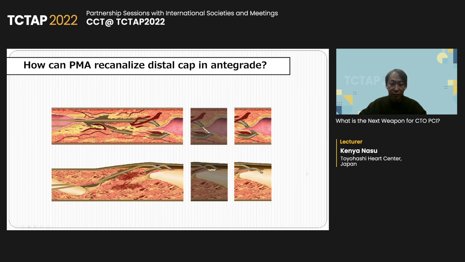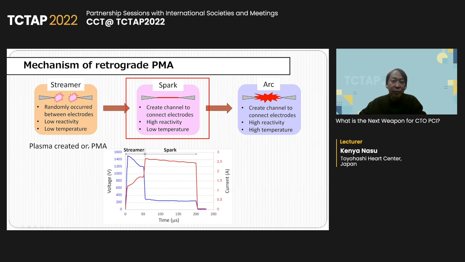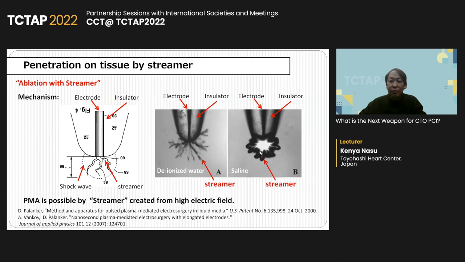So we changed from the spark mode to the streamer mode. In the streamer mode, as I already mentioned, the streamer phase has lower reactivity and lower temperature. So the energy is low, and the temperature is low. Also, we can make the ablation only around the tip of the guide wire. This is the tip of the electrode. When we put the energy to the electrode, we can make a vapor layer around here, and inside the vapor layer, the plasma can ablate atherosclerotic regions.